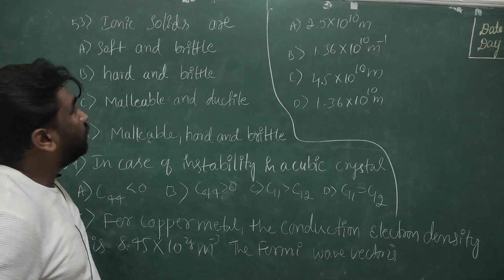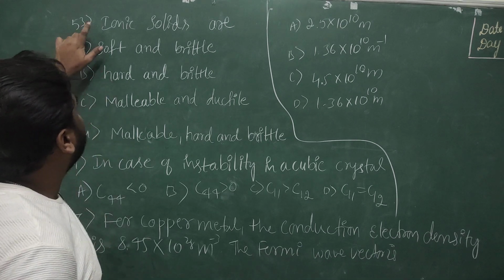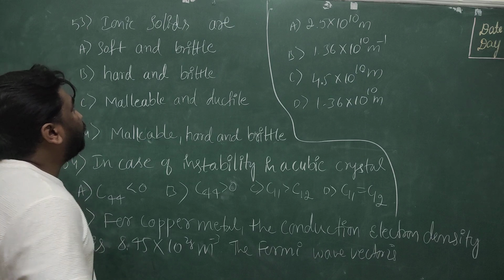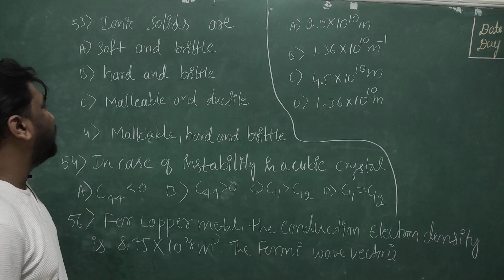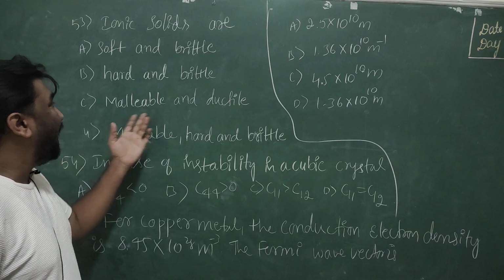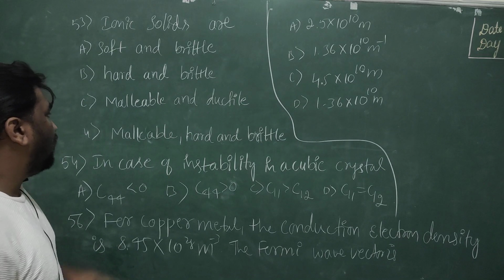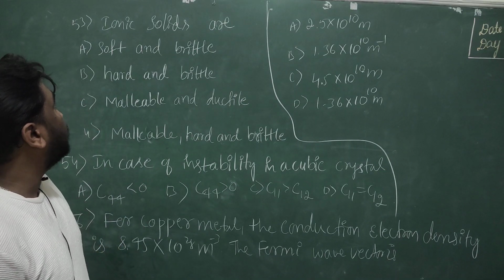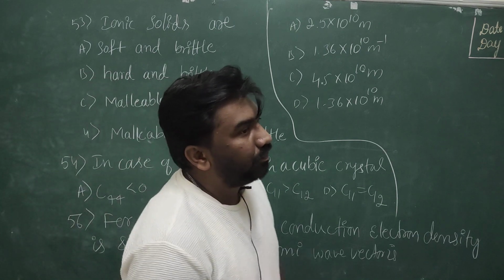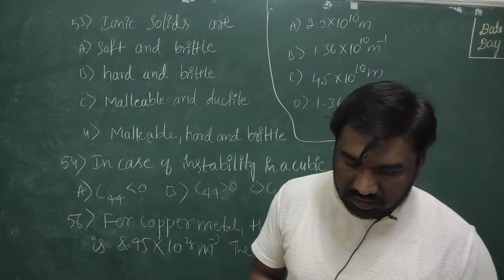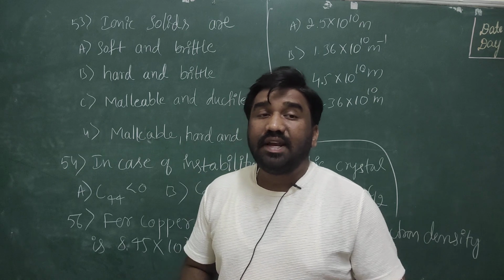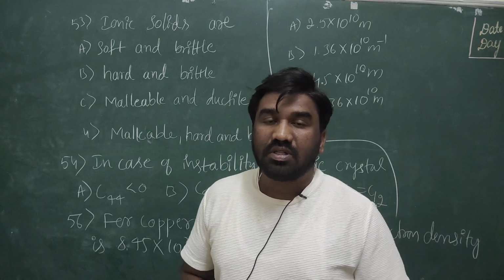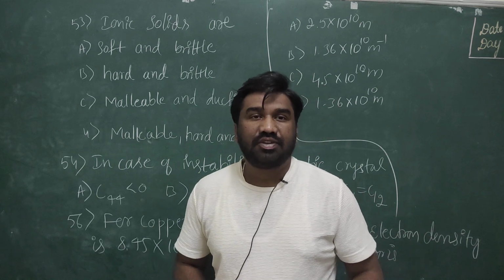So this is question 53. Ionic solids are: soft and brittle, hard and brittle, malleable and ductile, or malleable, hard and brittle. So actually ionic solids are hard, because in ionic solids, most of the ionic bonds are formed by electrostatic force.